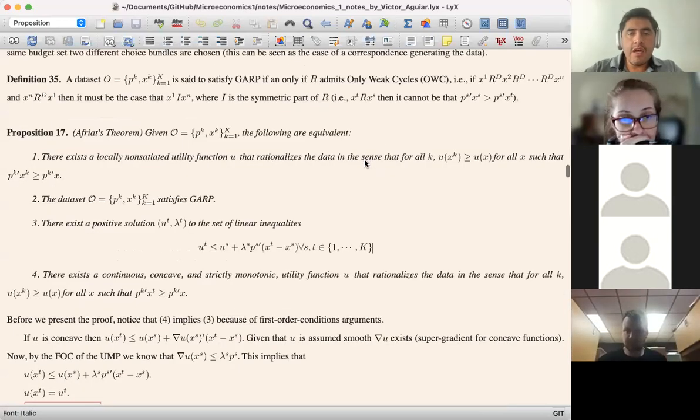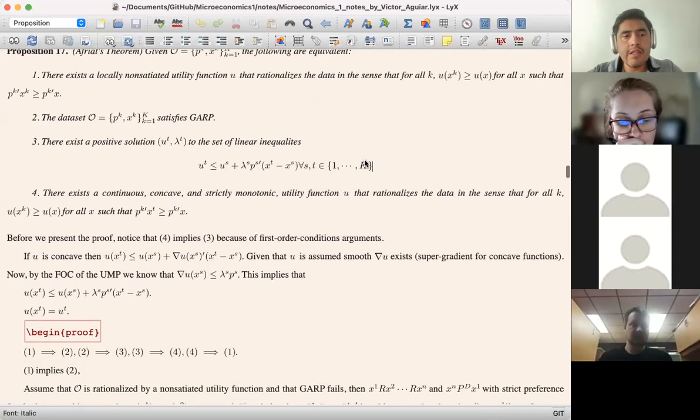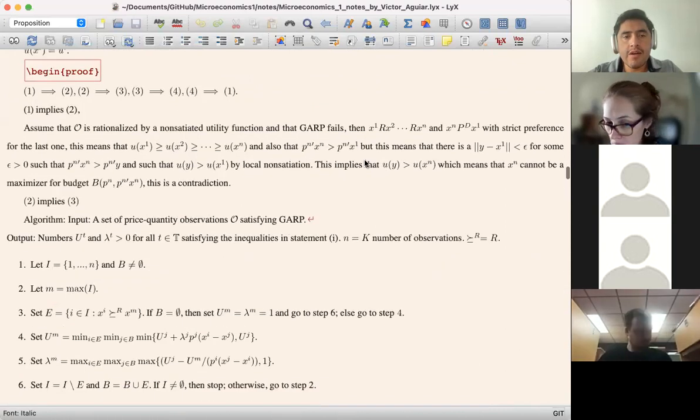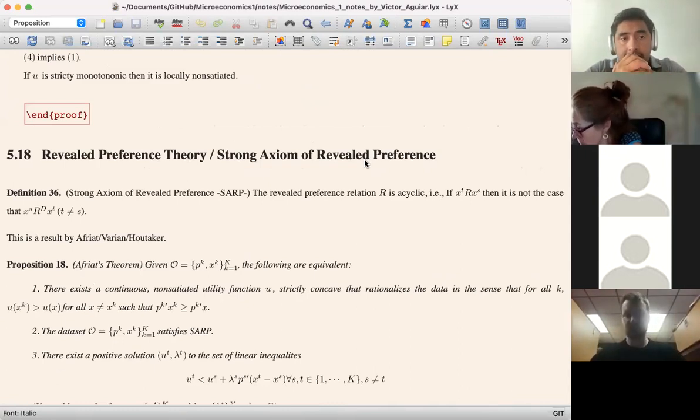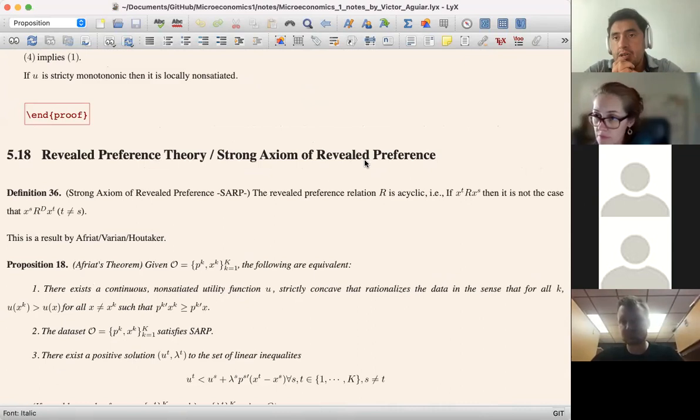So last class we finished the Afriat theorem, right? So this class we're gonna do some extra material with regard to the Afriat theorem. One thing I want to close today is an extension to what happens when you have a lack of indifference. So we have demand functions.